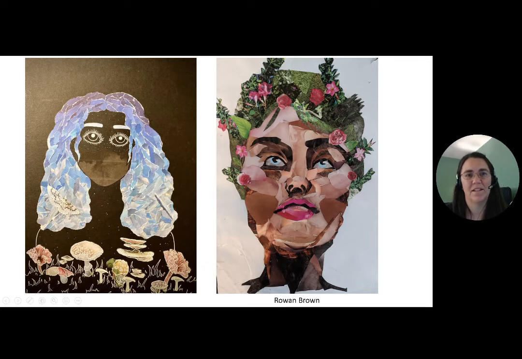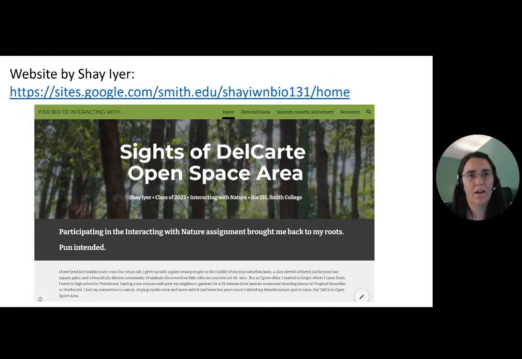In both cases, it's just putting together different things to make a whole, to make an interesting piece of art, but they also talked about their interaction and feelings and expressions of how they interacted with nature over the semester. Shay Iyer made a cool website that she is willing to share about her experiences, also documenting a lot of the flora and fauna at a particular area near her home. So you can feel free to check that out, using this link.